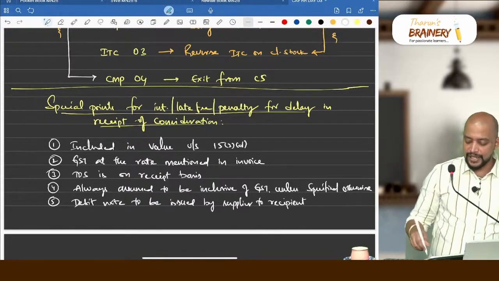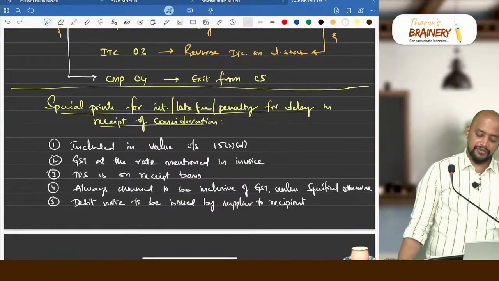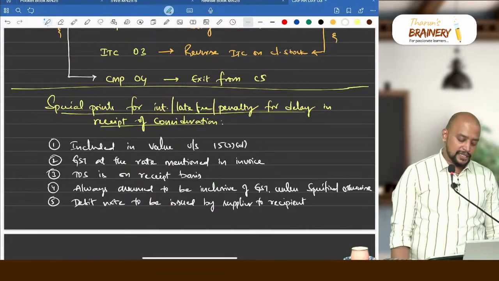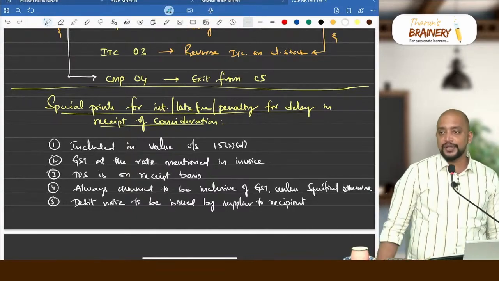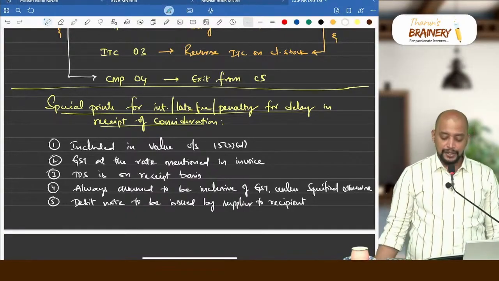So these are the points that we have. Total 4 points. First, it should be included in the value under 15(2)(d). GST is at the rate mentioned in the invoice. Time of supply is on receipt basis. Always it is assumed to be inclusive of GST. And finally, debit note to be issued by supplier to recipient.